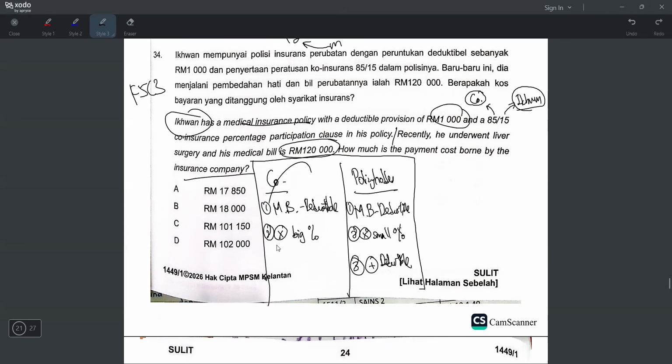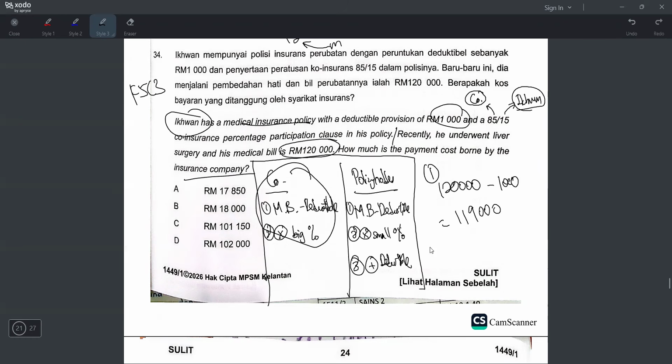So which one do I have to follow? This one or this one? They said calculate payment cost borne by company, so we do this one. Medical bill minus deductible. So 120,000 minus deductible 1,000, and I'm going to get 119,000.